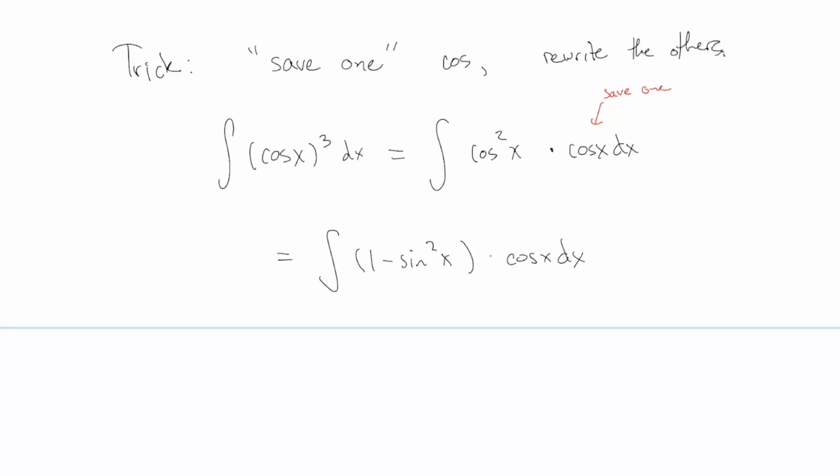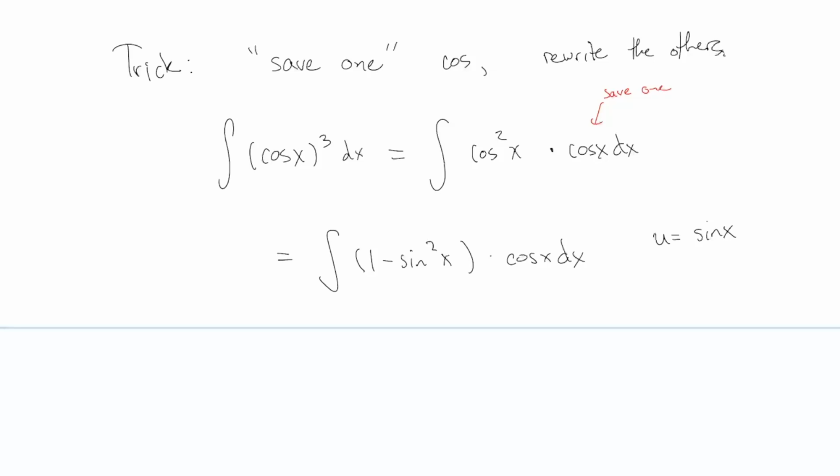And now I do what is admittedly a weird u substitution. So now I go u equals sine x, not sine squared and not 1 minus sine squared. This is slightly weird. It's just a u substitution really, but it's weird and it's not the kind of thing that you would come up with on your own. But once you see it, you can fairly easily replicate this trick in other examples.